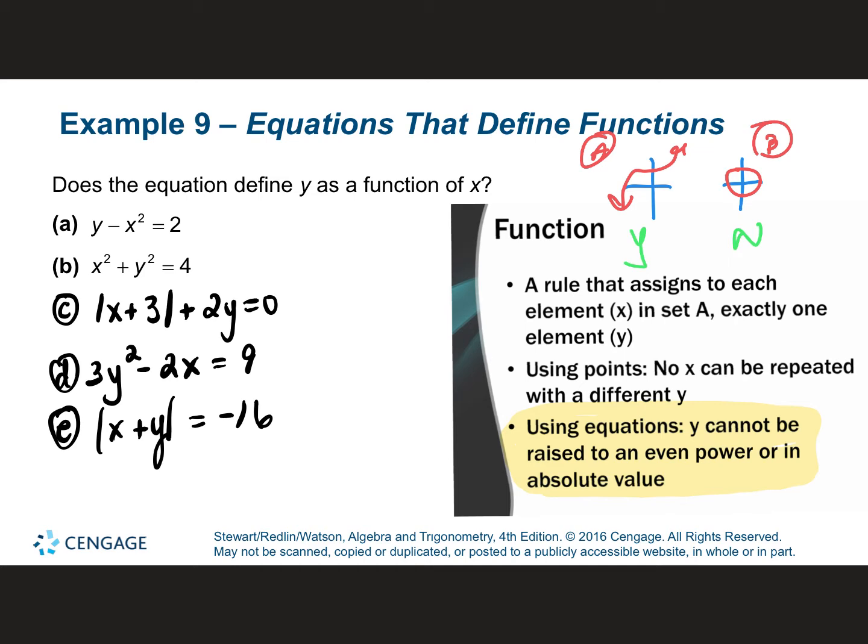Do you guys remember the vertical line test? If you draw a vertical line and it only touches a graph one time, then yes, it's a function. If at any point in that graph you can draw a vertical line and it hits twice, then it's not a function. So that would be graphically how we would figure that out.